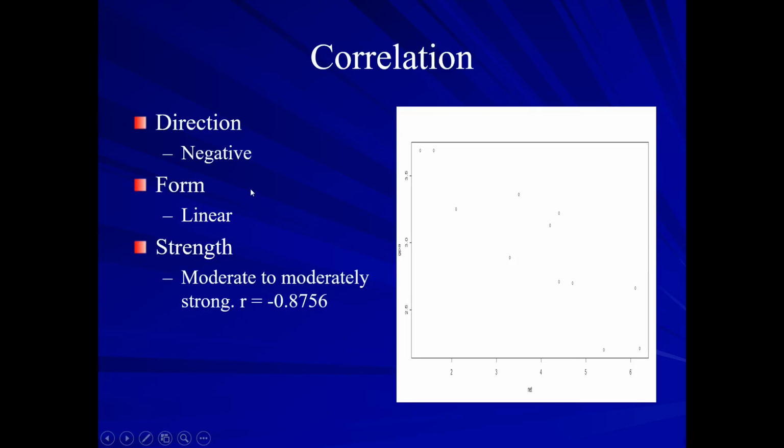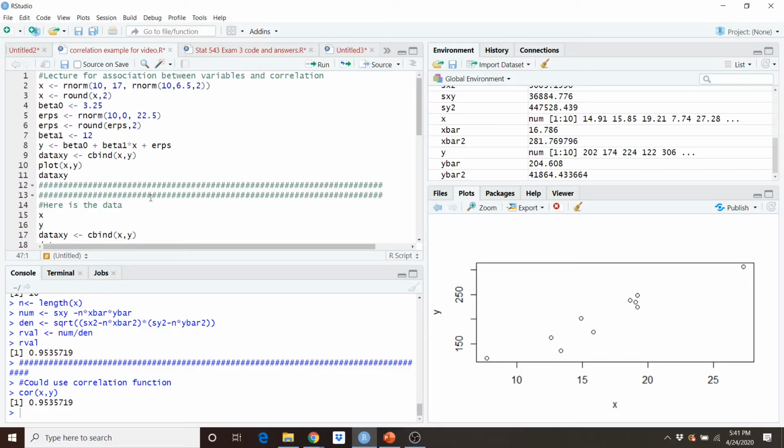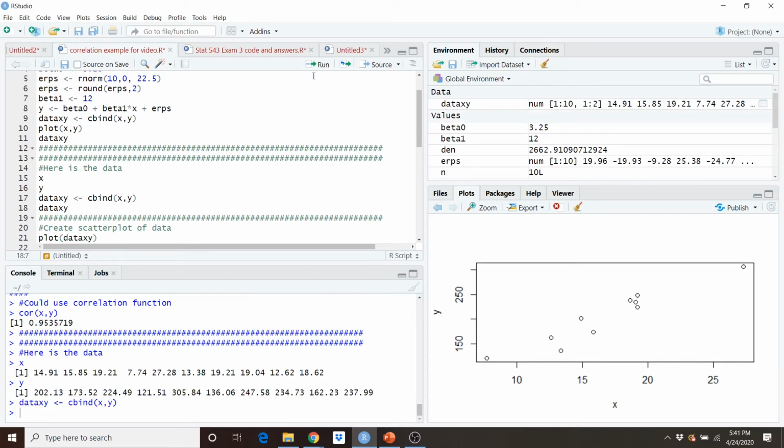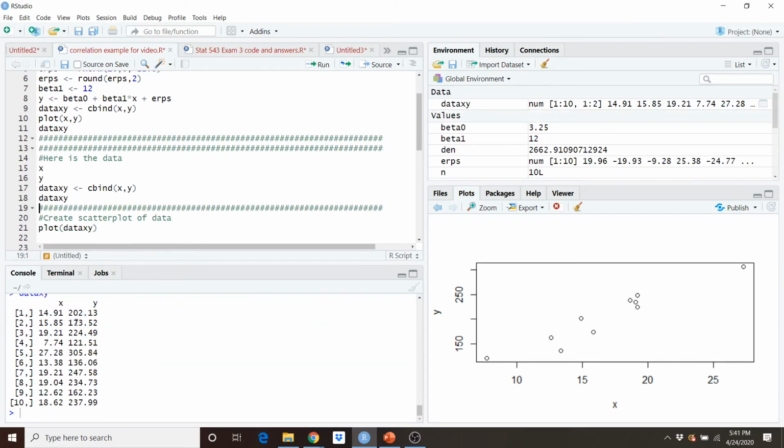And so our direction is negative, our form is linear, our strength is moderate to moderately strong, with R equal to negative 0.8756. Okay, well, we'd like to see how to do an example like this in R, and so that's what we're going to look at now. I've created some data. Here I've got X, here I've got Y. I'm going to cbind these into what I'm calling dataXY. That way I can have X and Y side by side.